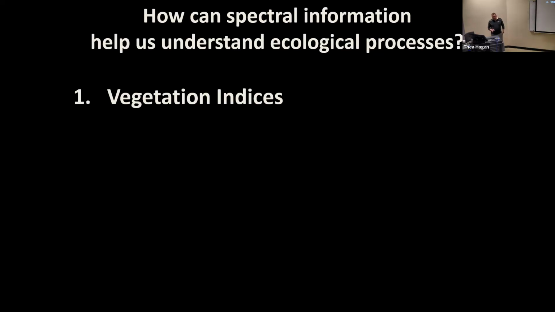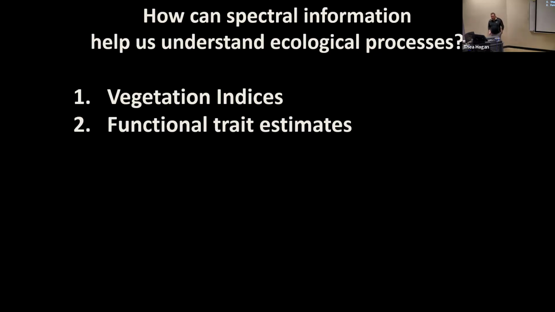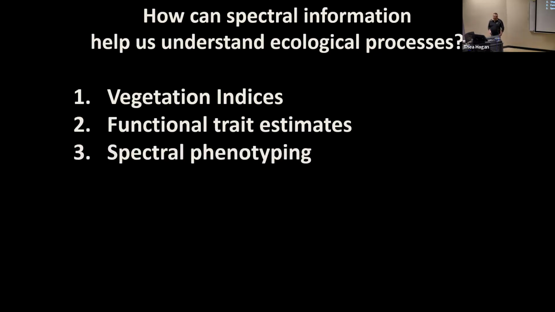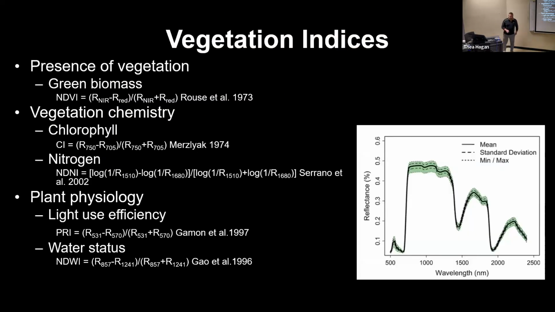There are 4 different ways that we use these data, and a lot of people use these data. One is vegetation indices. The second is functional trait estimates. The third is the spectral phenotyping approach, which is closer to the spectral fingerprint. And then we can scale a lot of this information and make maps. Vegetation indices, I don't particularly care for them that much. I don't use them a lot. In many cases, they're non-specific and they can be fooled pretty easily.